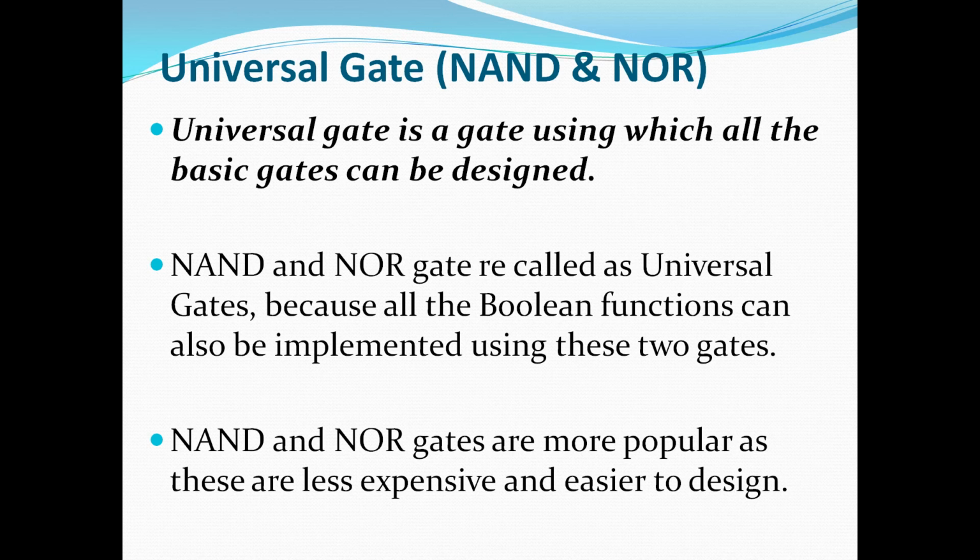So by applying different laws, such as De Morgan's theorem, the involution theorem, the idempotence law, or any other laws, we can reduce that function and get the output. That is the advantage of NAND and NOR operations.